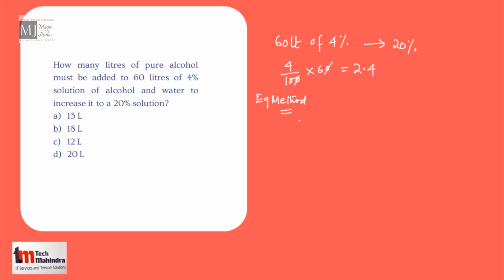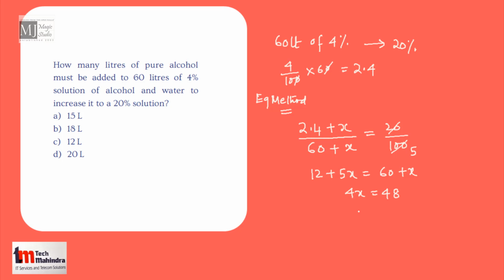A very simple equation method. 2.4 was there. I'm adding pure alcohol x to it, divided by the total, which will become 60 plus x now. And then this should be equal to 20%. The easiest of the lot to solve and to understand. 2.4 into 5 would be 12, plus 5x equals 60 plus x. 4x is 48, so x equals 12 liters.